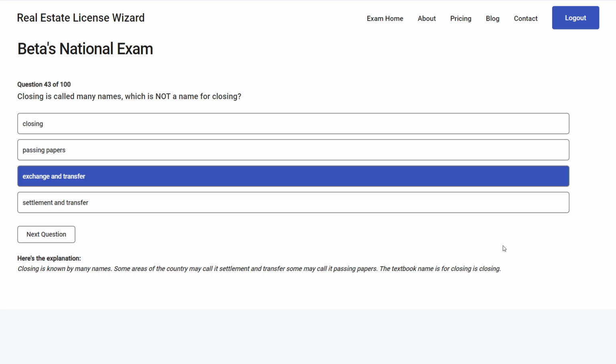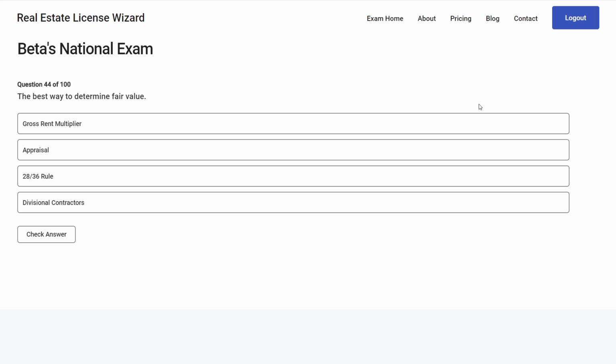So in this instance, they're asking, what is not a name for closing? Closing is called a lot of things, but you don't want to sound like you have no idea what you're talking about. And it's exchange and transfer. That's not a thing. But settlement and transfer, passing papers, closing, those are all perfectly fine names to use for closing. All right, next question.